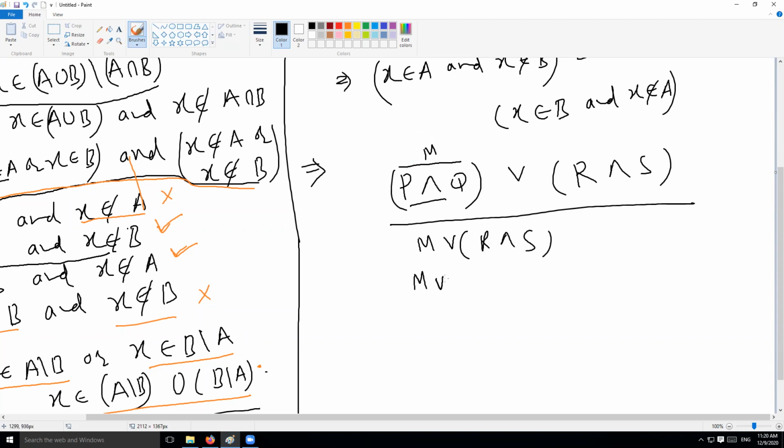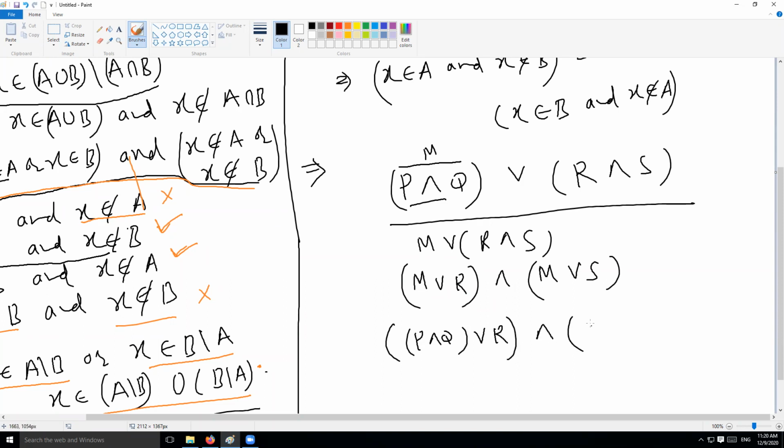So by distributive law, this will become M or R, and M or S actually. Now put back the value of M. So you have P and Q or R, and P and Q or S, and this is true. These are if and only if. So now you can write it even more explicitly.